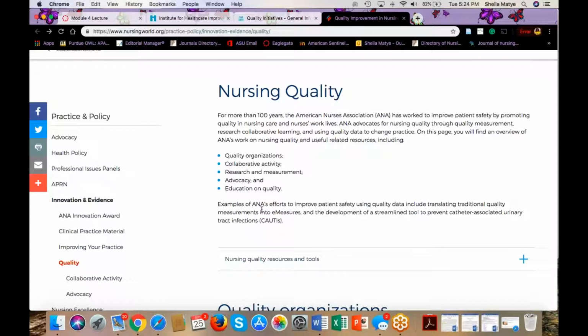This right here is an example of an effort to improve patient safety using a quality initiative, and it talks about preventing catheter-associated urinary tract infections. So, do you think you can find information about that? Most definitely. Oh yeah, for sure. And this is coming from the... Wait, is that considered a healthcare initiative? Yep. Sure is. Okay. Yep.